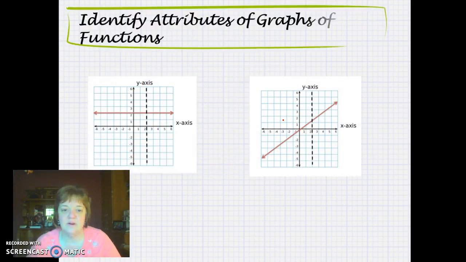Let's take a look at some more. Notice the dotted line this time is our vertical line test. We have the red one there on the one on the left. It's a horizontal line, very flat. No problem. You do the vertical line test. Every time we plug in a value for x, we only get one value for y. On the right, it's a diagonal line. Only one value for y when we do the vertical line test.